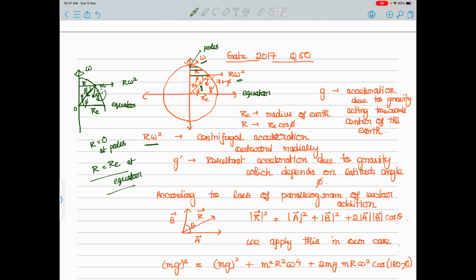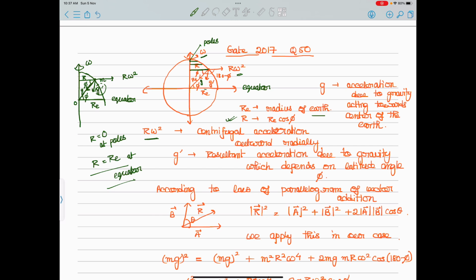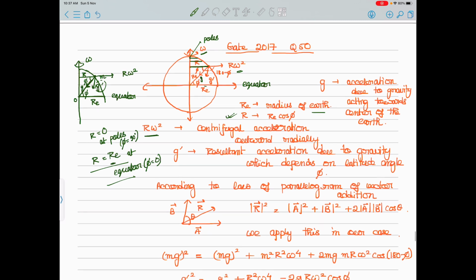So RE is the radius of the Earth, and r, which is this one, is nothing but RE cos phi, because if this is RE, then this is also RE. If you put phi equal to 0, which represents the equator, cos 0 is 1, so r is equal to RE. If phi is 90 degrees, which is at the poles, cos 90 is 0, so r will be 0. That is what we can clearly see.